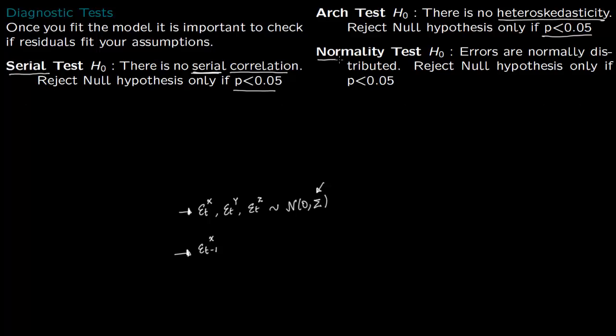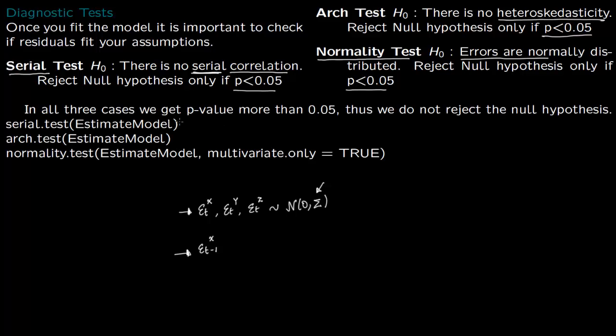The final one is the normality test. You obviously want these 3 variables to be normally distributed. So these errors are normally distributed, and you reject the null hypothesis only if the p-value is less than 0.05. And for our estimated model, we will see that we will always get p-values more than 0.05, and therefore you do not reject any of these 3 hypotheses. So our error terms do satisfy all the 3 assumptions.